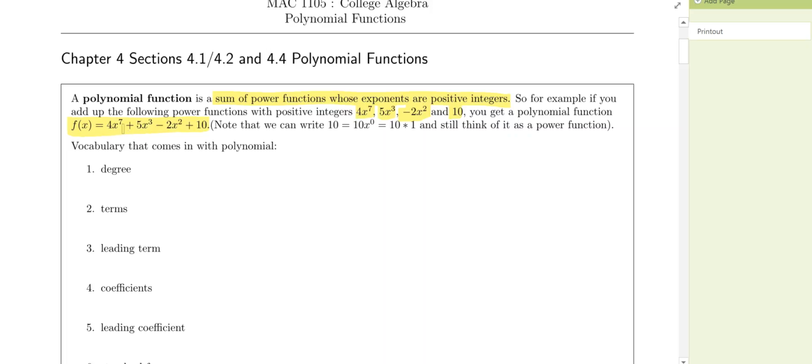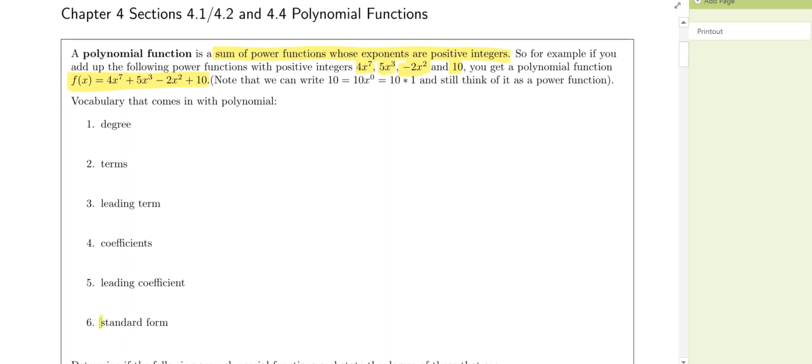f of x equals 4x to the 7 plus 5x cubed minus 2x squared plus 10. So that is a polynomial function. It's written in standard form because the exponents, the positive integer exponents, are in descending order. So 7, 3, 2, and then 0 for 10. The degree is basically the highest exponent. So the degree is 7 for this one because the highest exponent is 7.